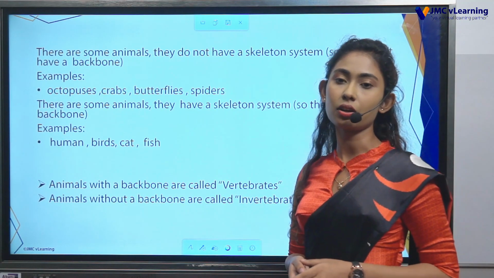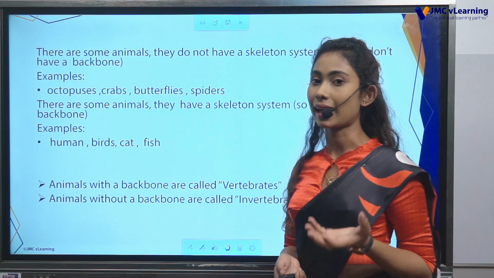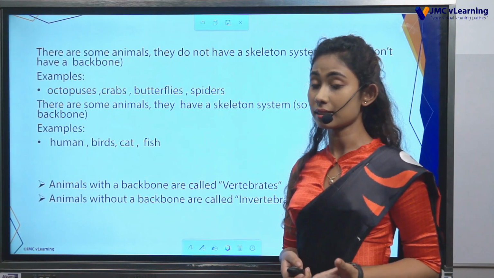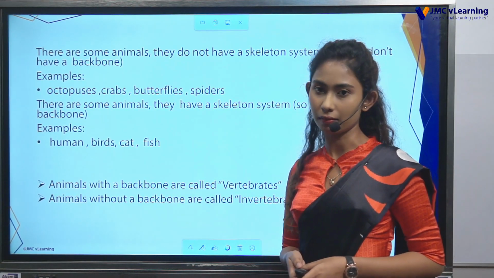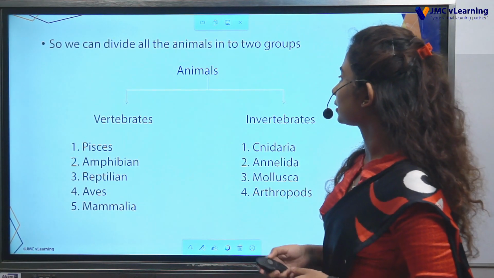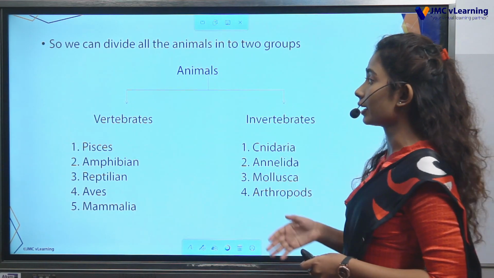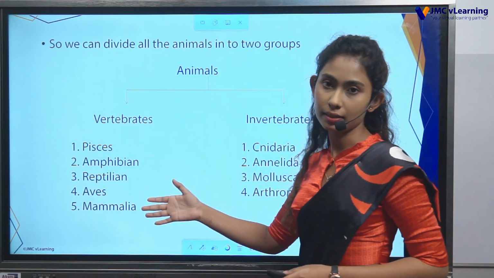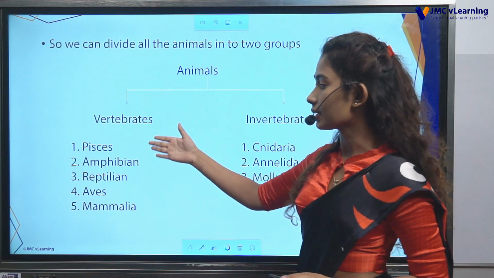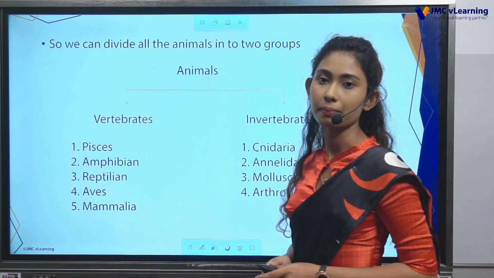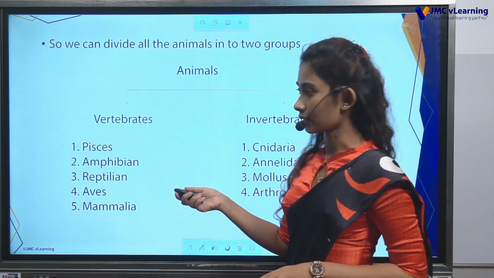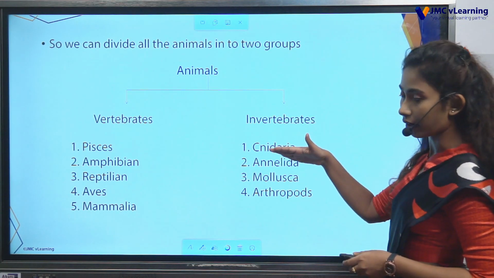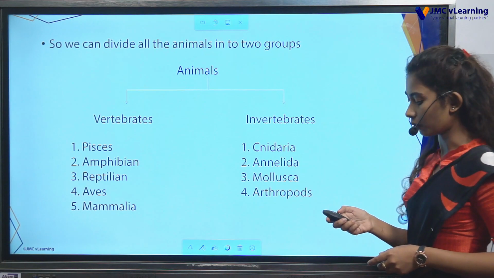I mentioned that earlier also. The animals that have a backbone, we call vertebrates. Animals that do not have a backbone, we call invertebrates. This is the scientific method by which we can classify animals into vertebrates and invertebrates. We can divide vertebrates into smaller groups: pisces, amphibians, reptilia, aves, and mammalia. I'll discuss that later. Now consider invertebrates. The groups are Cnidaria, Annelida, Mollusca, and Arthropoda.